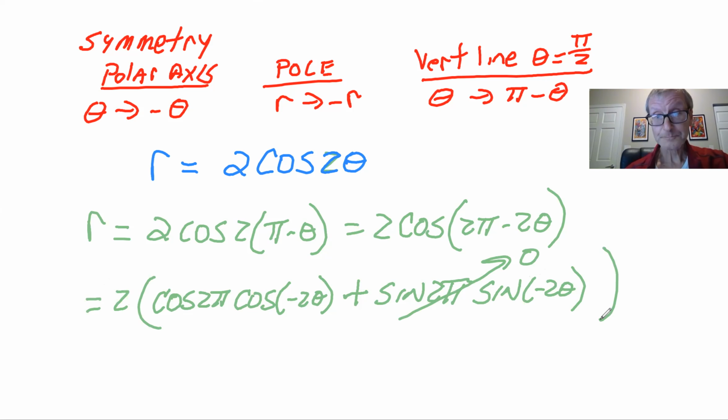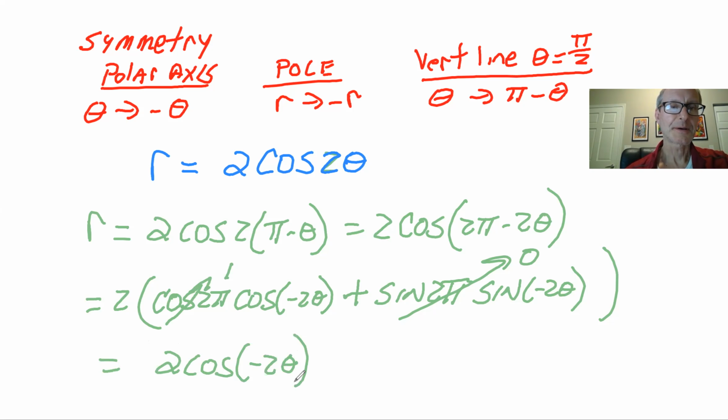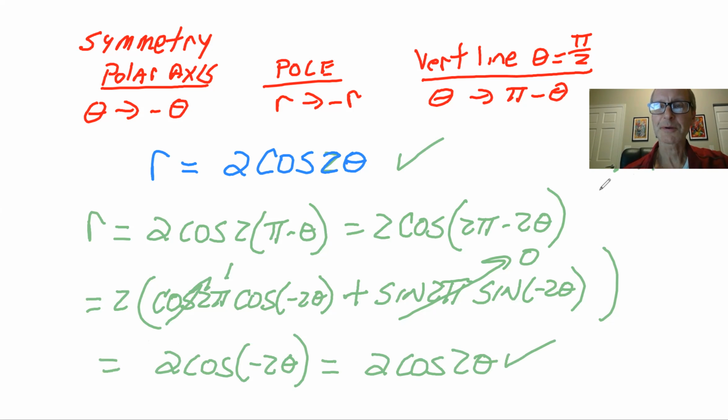So, what is cosine of 2 pi? Well, cosine of 2 pi is 1. And so if we rewrite this, it could look like this, 2 times cosine of minus 2 theta. And again, by the symmetry property, the minus goes away. Cosine ends up being 2 theta. And so you can see these two are equal. So this one is symmetric around the line theta equals pi over 2.